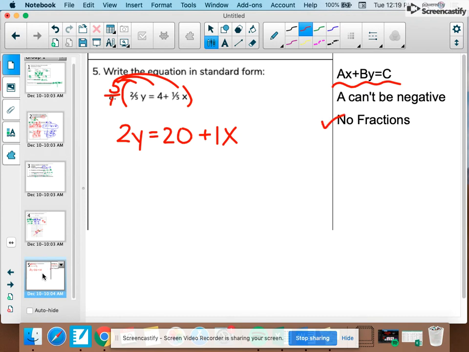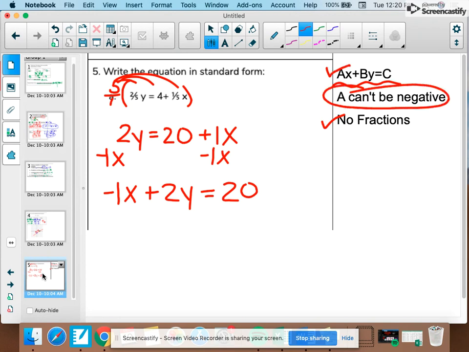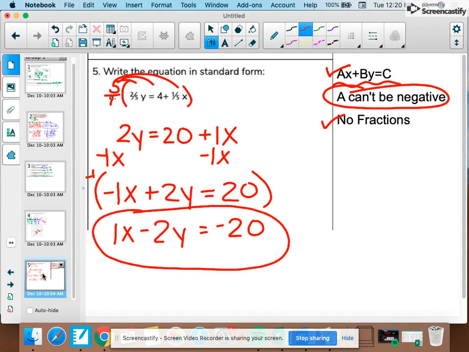Now, I have to get it in standard form, meaning x and y have to be on the same side. So I'm going to move this x over. So I get -1x plus 2y equals 20. Remember, you can't combine those because those are not like terms. So now I have it in standard form, but the last thing is A can't be negative. So in order to make it not negative, I'm going to multiply everything by -1 because I don't want to change the numbers. I just want to change this number in front of x from being a negative to a positive. So in order to do that, I can multiply by a -1. So then we get 1x, -1 times a positive 2 is -2, and then 20 times a -1 would be -20. So then this is standard form.